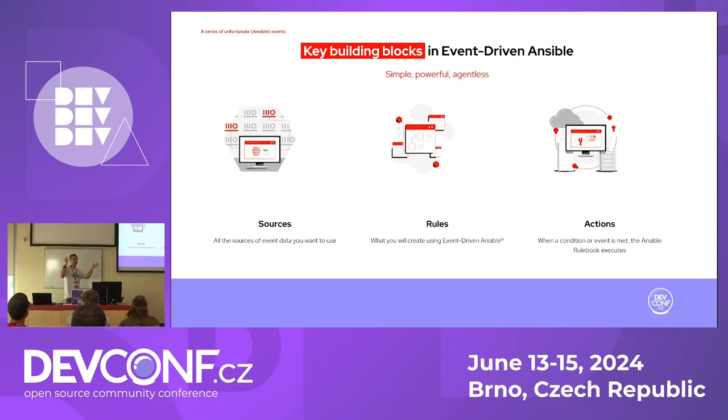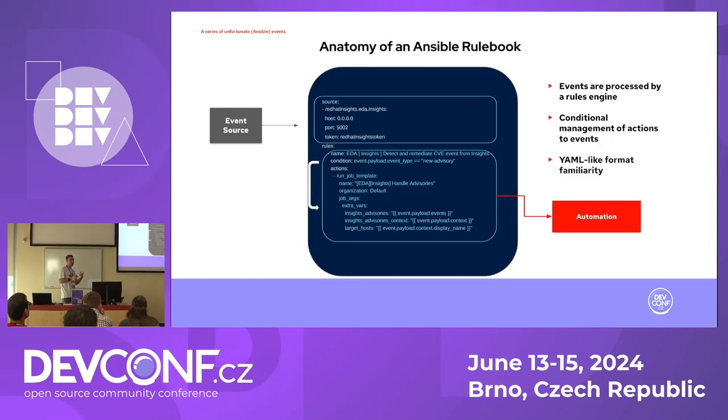Some rules that need to be processed by a rule engine. And then we have some actions, so we have our playbooks. As we mentioned, the only difference is how the logic is implemented in event-driven Ansible, because actually we are using rules. The rules, if you see this, are very similar to a playbook.